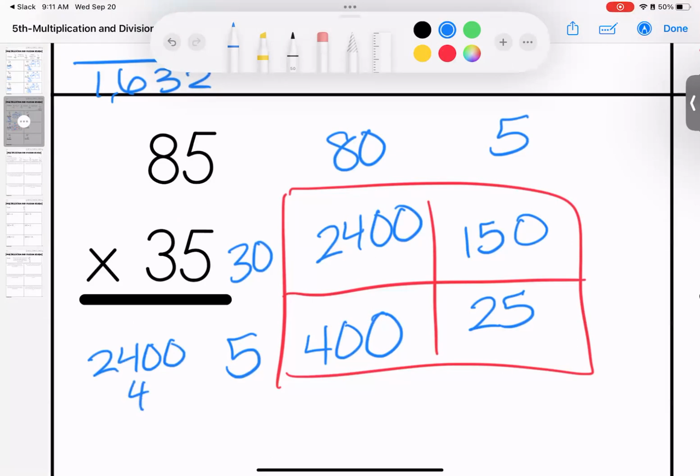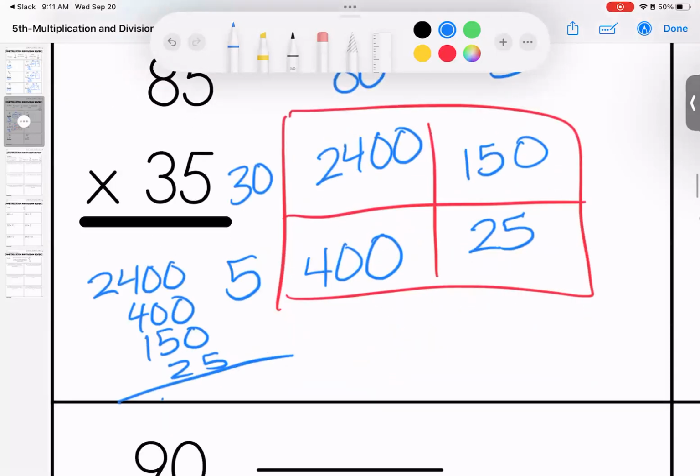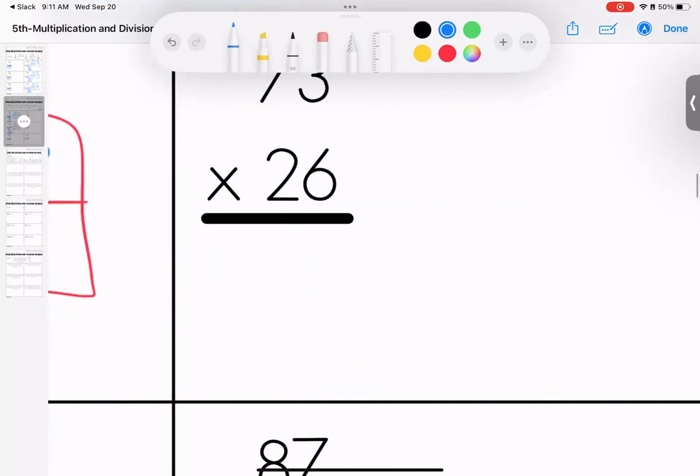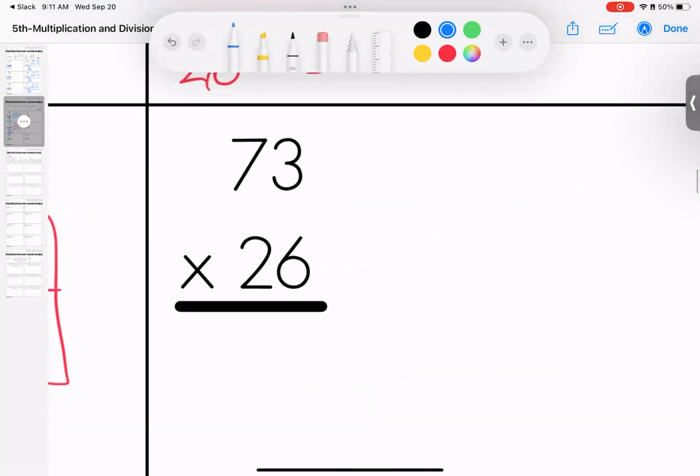2,400, 400, 150, 25. Move it up a little bit. We have 5, 7, 9, and 2. 2,975.